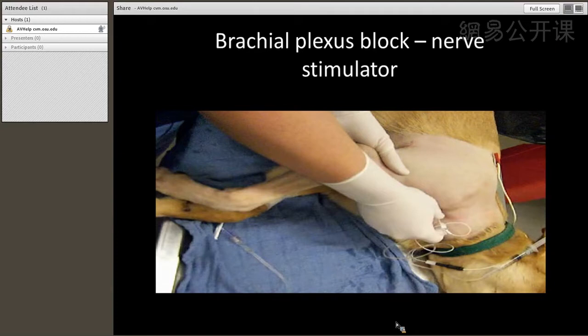So you inject a little bit of local anesthetic, and then you turn your stimulator up, and you find more nerves, and you get that twitch, and you turn your stimulator down, and you inject more local anesthetic. To do this could take you a good 45 minutes to get a good block.